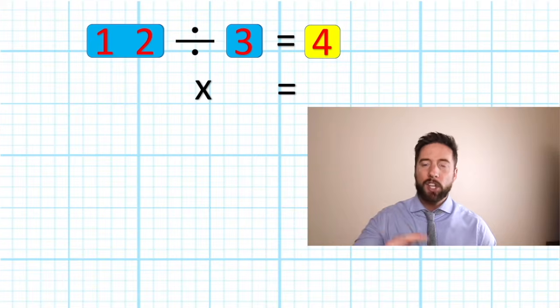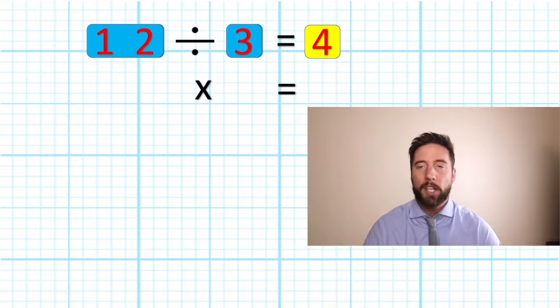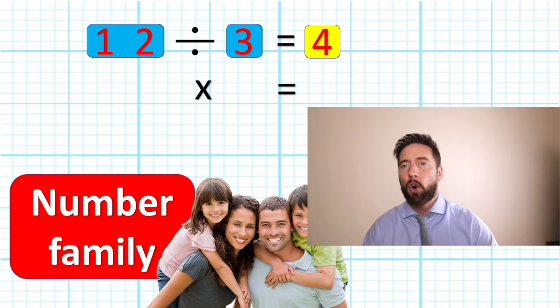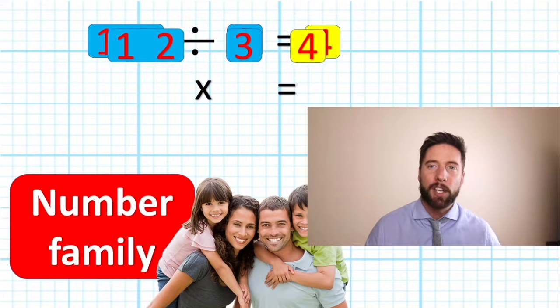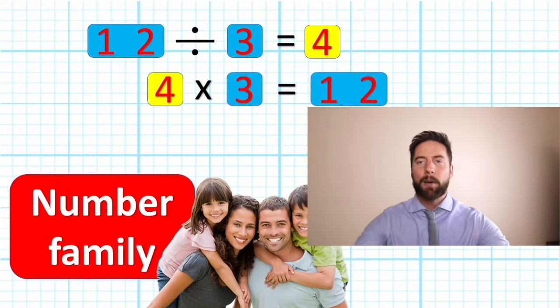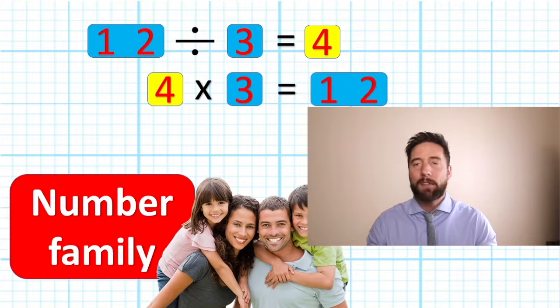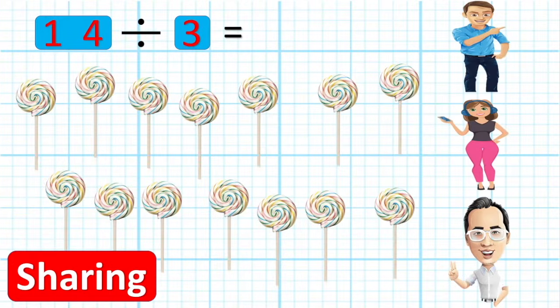Now, the reason that a question like 12 divided by 3 is quite straightforward is because 12 divided by 3 is part of a number family. 12 divided by 3 is 4, and 4 times 3 is 12. They are in the number family. But what happens if these questions get a little bit harder and they're not in number families? Let's have a question like 14 divided by 3.